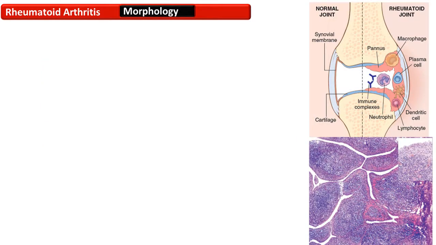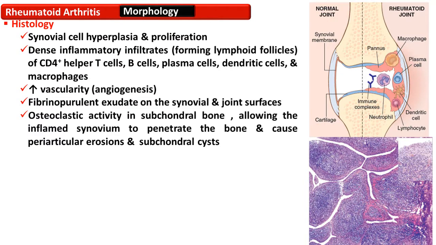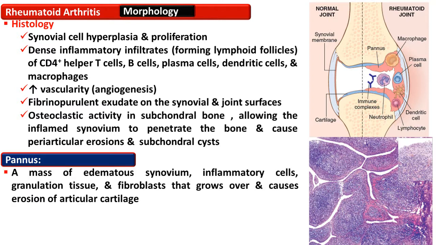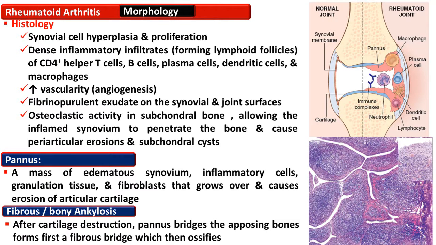So the histopathological features of rheumatoid arthritis are synovial hyperplasia and proliferation, presence of inflammatory infiltrate, angiogenesis, presence of fibrin, purulent exudate, and osteoclastic activity. Pannus is the mass which is basically an edematous synovium with inflammatory cells, granulation tissue, and fibroblasts which creep over the articular cartilage and are responsible for the major demolition act. Then fibrous bone ankylosis: after the destruction and demolition, there is union by fibrous tissue first and then ossification of this fibrous tissue.